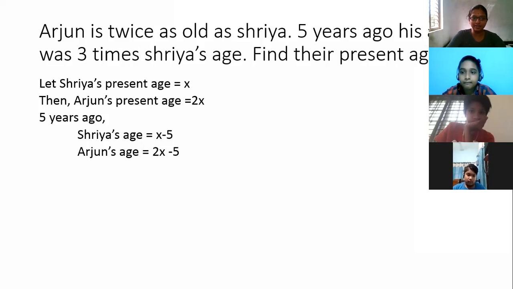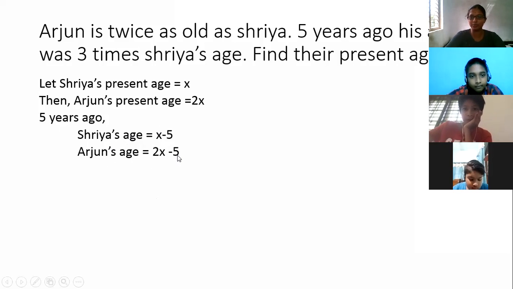So, now, first we have chosen Shreya's present age as x, and then Arjun's present age should be 2x. And we know that 5 years ago, Arjun's age was 3 times Shreya's age. We know that 5 years ago, Shreya's age was x minus 5 and Arjun's age was 2x minus 5. Also, Arjun's age was 3 times Shreya's age. This is an important hint for forming our equation. Is it?